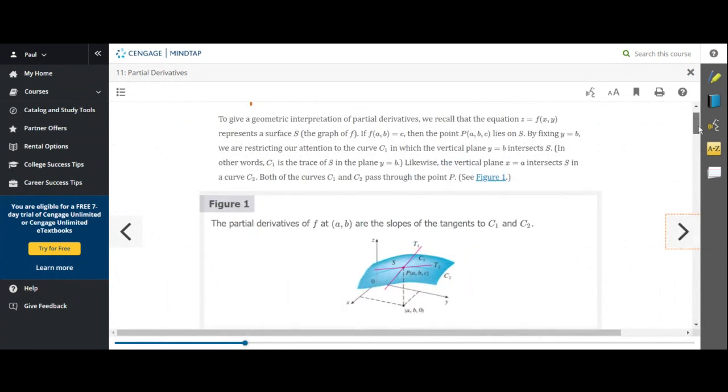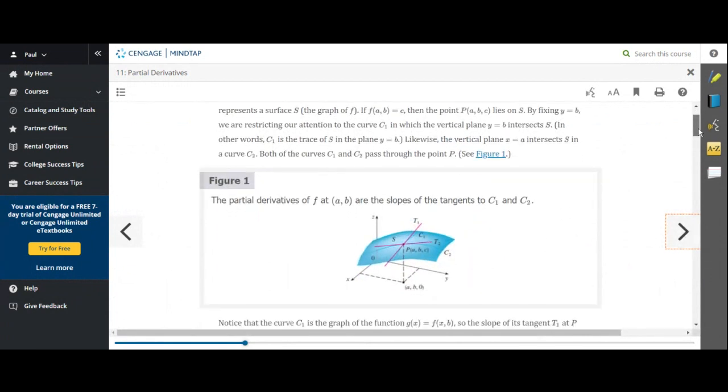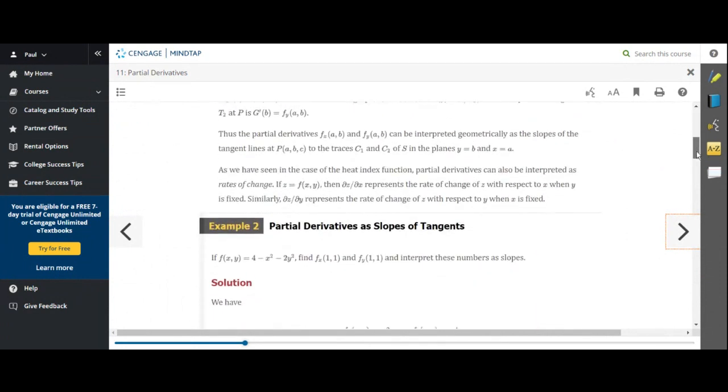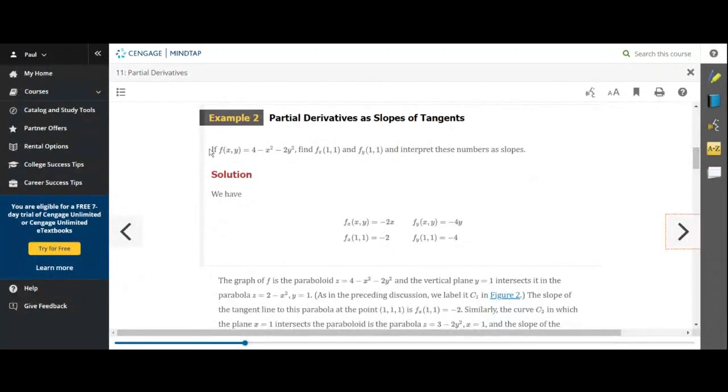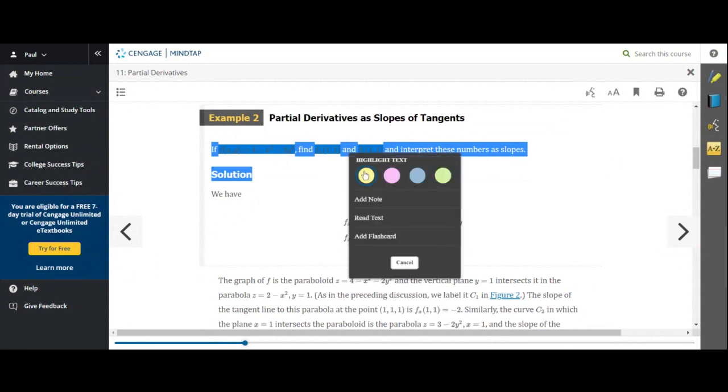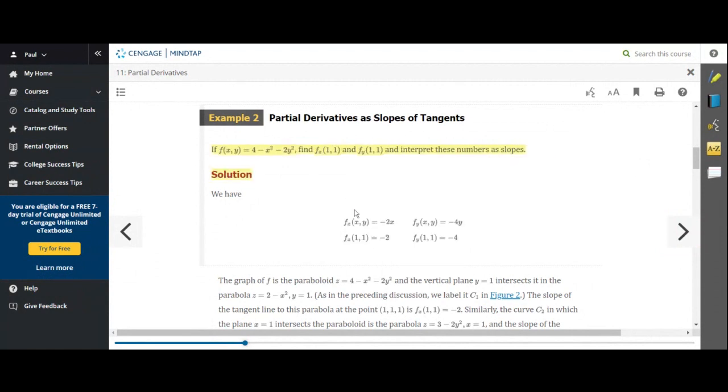Interpretations of partial derivatives. I think it's easiest to go right to an example here. So in example 2, they tell you that you have this function, f(x, y) equals 4 minus x squared minus 2y squared. And they want you to evaluate those two partial derivatives at the point (1, 1) and interpret the numbers as slopes.